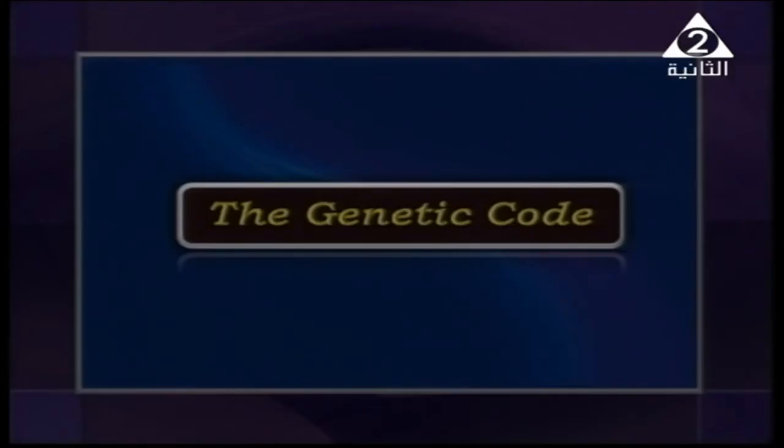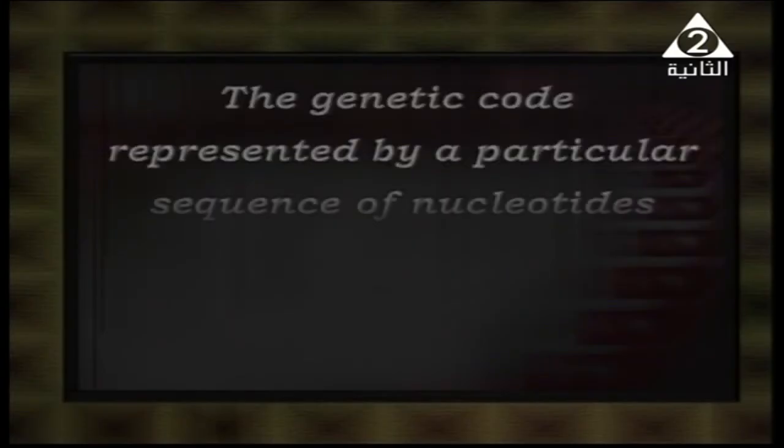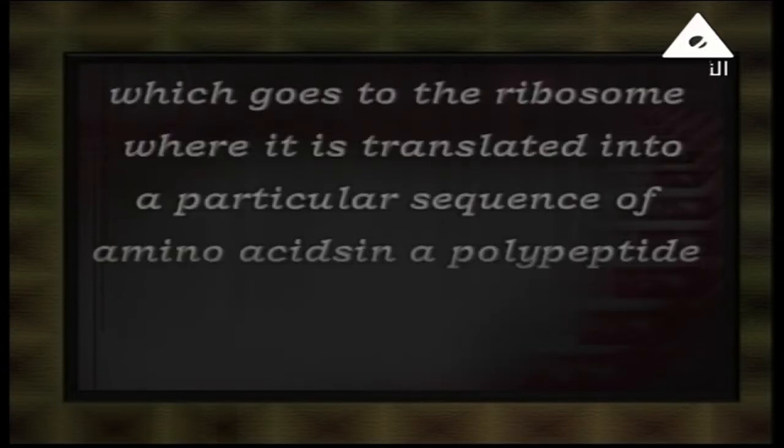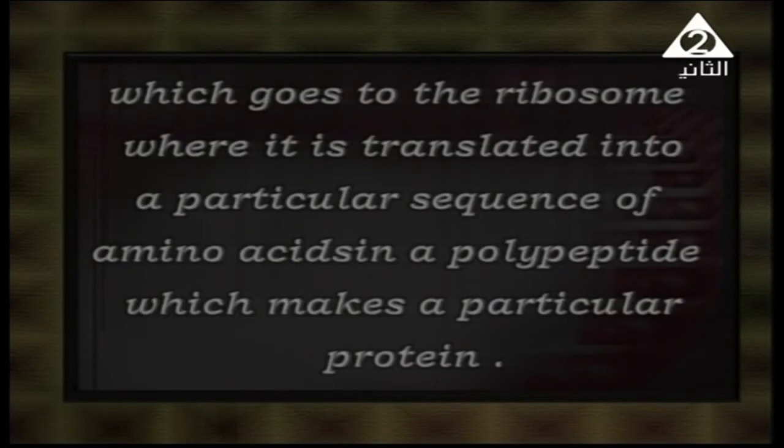We have another topic today. We are going to talk about the genetic code. We are going to learn what the meaning of genetic code is. The genetic code is represented by a particular sequence of nucleotides in DNA that is transcribed to a complementary sequence in triplets on mRNA. What is the meaning of this? The triplet mRNA goes to the ribosome where it is translated into a particular sequence of amino acids in a polypeptide, which makes a particular protein.